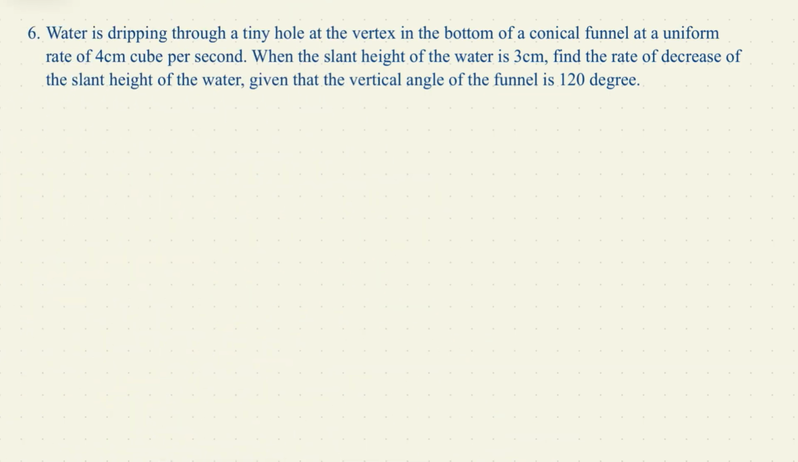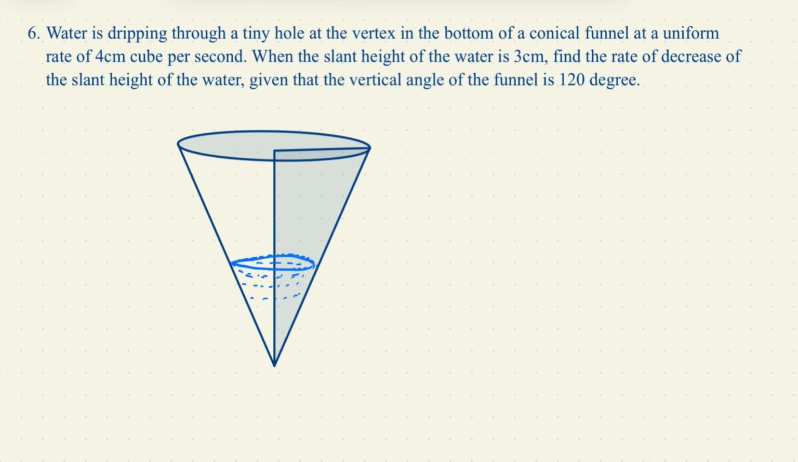Question 6. Water is dripping through a tiny hole at the vertex in the bottom of a conical funnel at a uniform rate of 4 centimeter cube per second. Okay, so there is a conical funnel and the vertex is at the bottom. So first let us make a conical funnel. So here's our conical funnel ready, which is upside down.